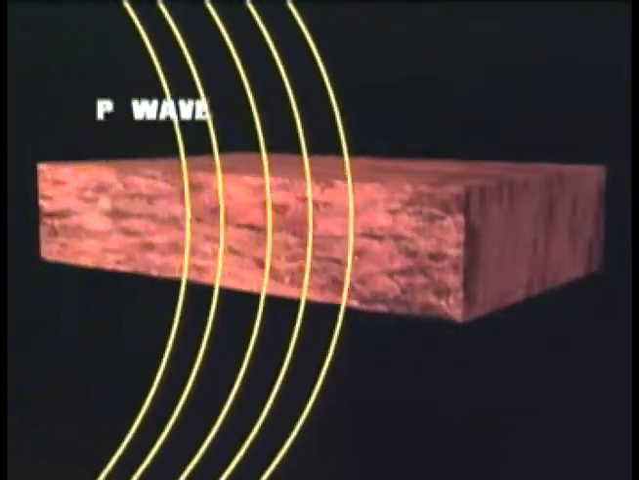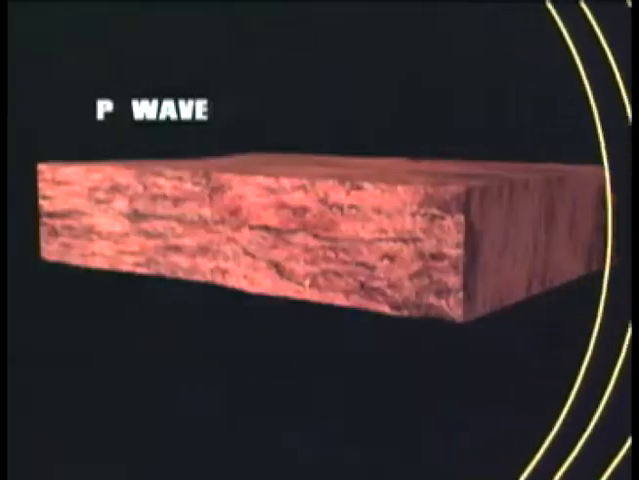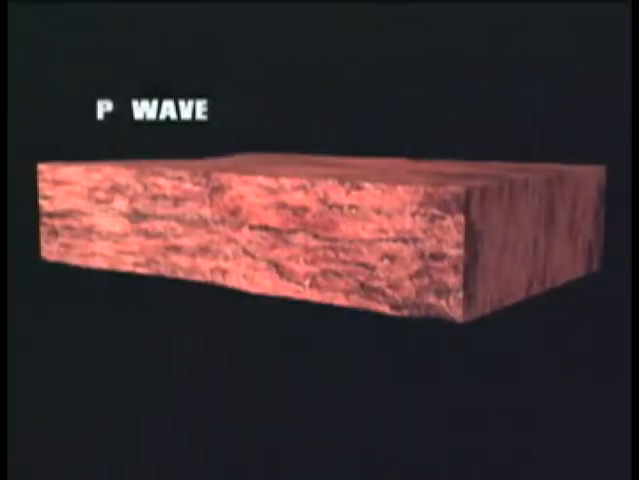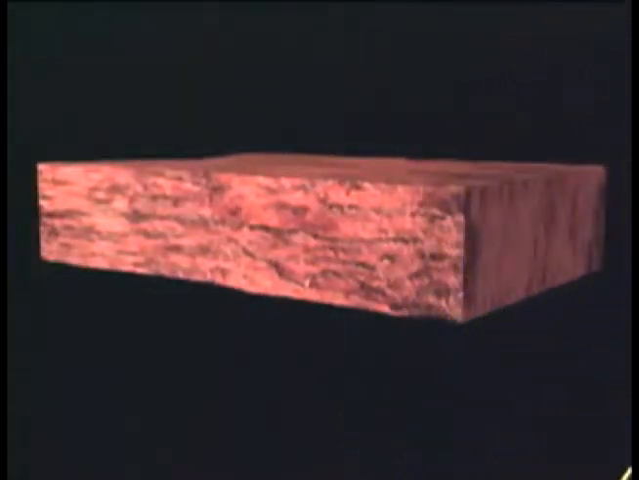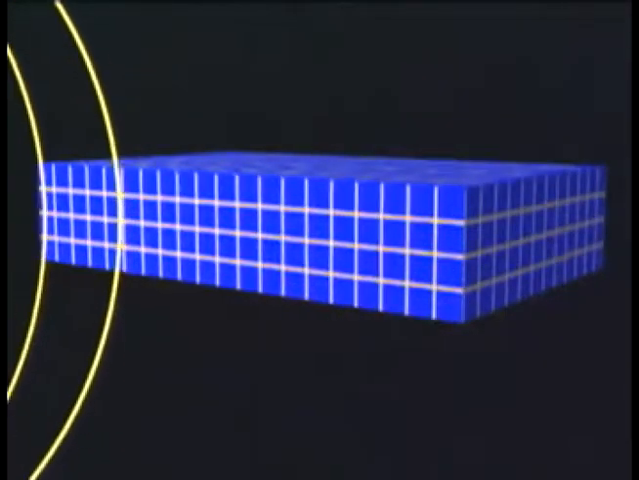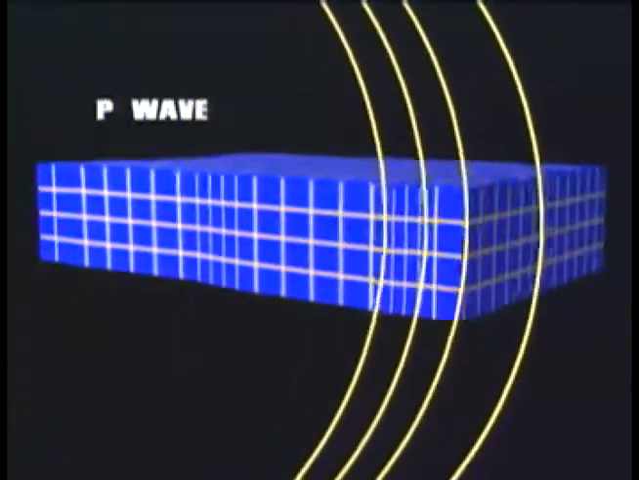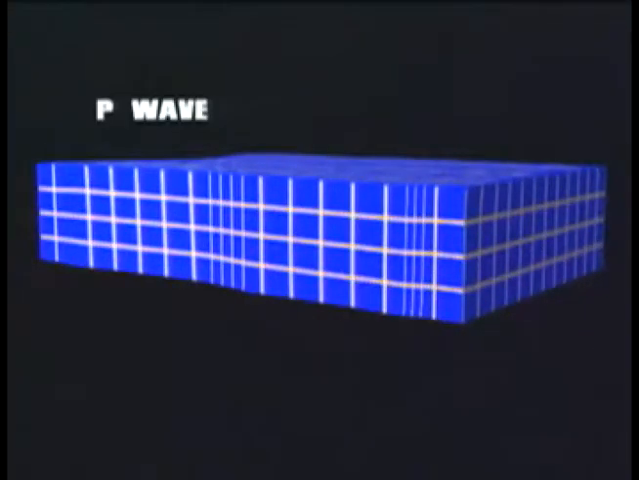The first waves that reach the surface are called P waves. P waves compress and stretch the material they travel through, shown here in this model. This can be more easily seen using a model with a grid pattern. Here you can see that some sections of the grid have been stretched and other sections have been squeezed together.